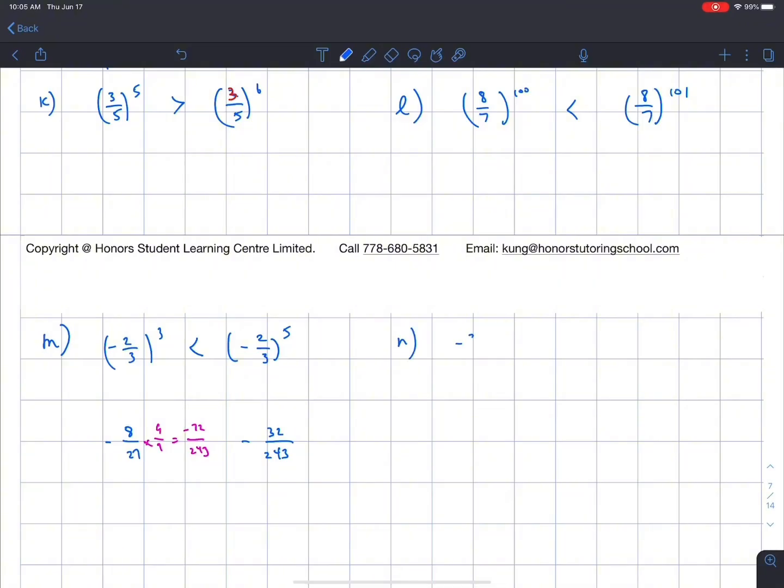Next, negative 3/2 squared and negative 3/2 to the power 5. So I just need to know: a negative base raised to an even power is positive, and this one, a negative base raised to an odd power is negative, so positive is bigger than negative.